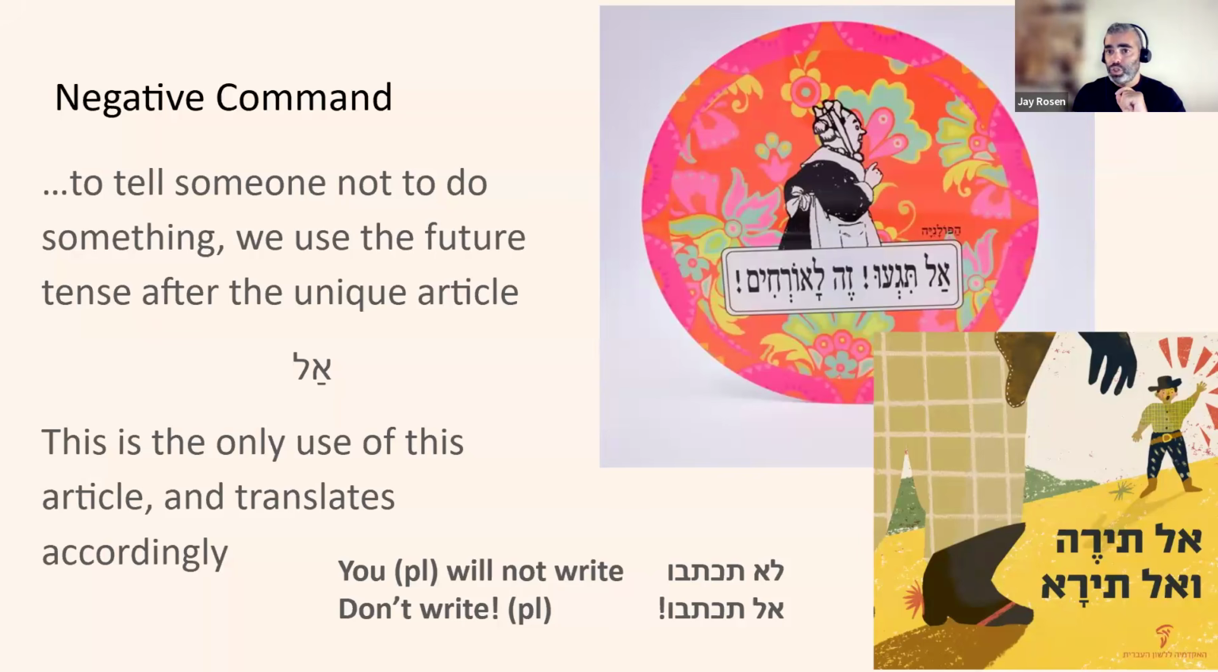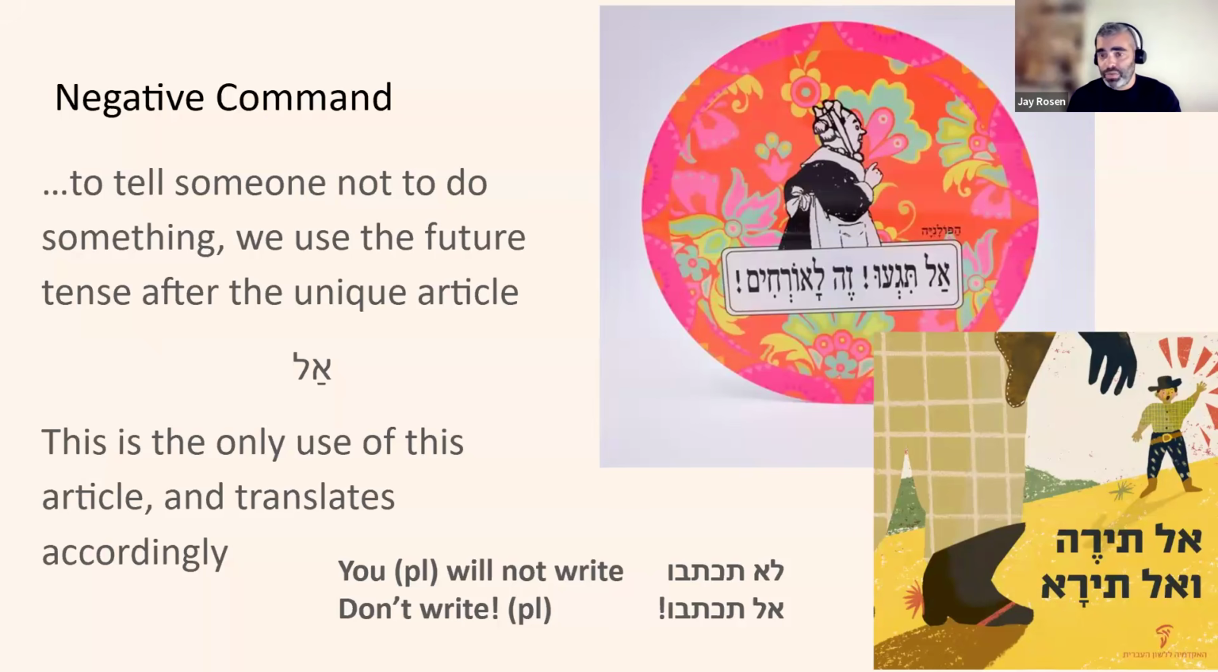If we use the verb lichtov, to write, and we use the command form, future tense, tichtevu, write, plural, you all write, tichtevu, atem tichtevu, exclamation point. If you say lo tichtevu, it translates as it says here, you will not write. But if you say al tichtevu, that means don't write.